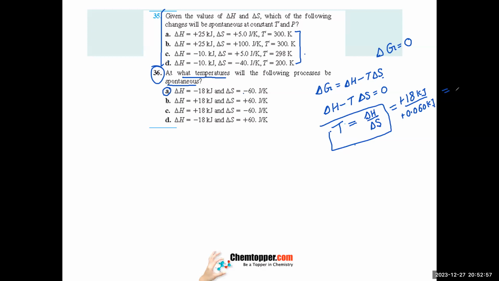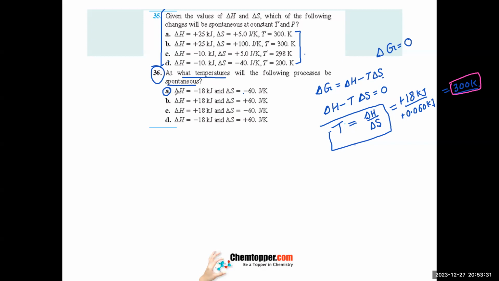Temperature will be positive only. It will never be negative. Kelvin temperature is always positive. What's the answer? Okay, 300 K. 300 K. You're going to plug in only the positive values because temperature has to be always positive.